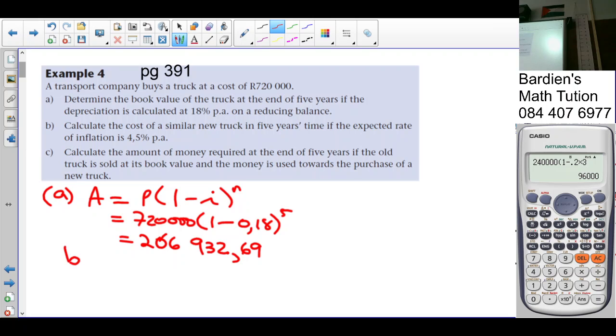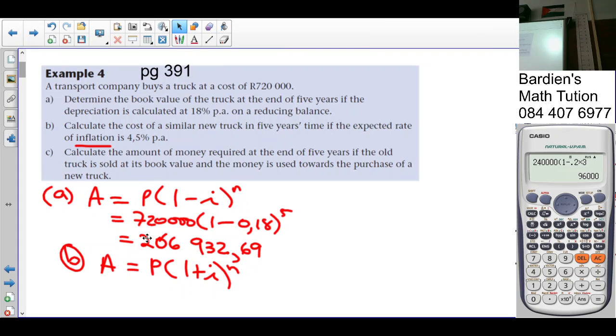Right, let's look at B. Calculate the cost of a similar new truck in 5 years' time, if the expected rate of inflation is given. So inflation is which formula? Compound formula. Did we do this last year? Okay, now we're doing it now. Compound formula, A is equal to P into 1 plus i to the exponent n.